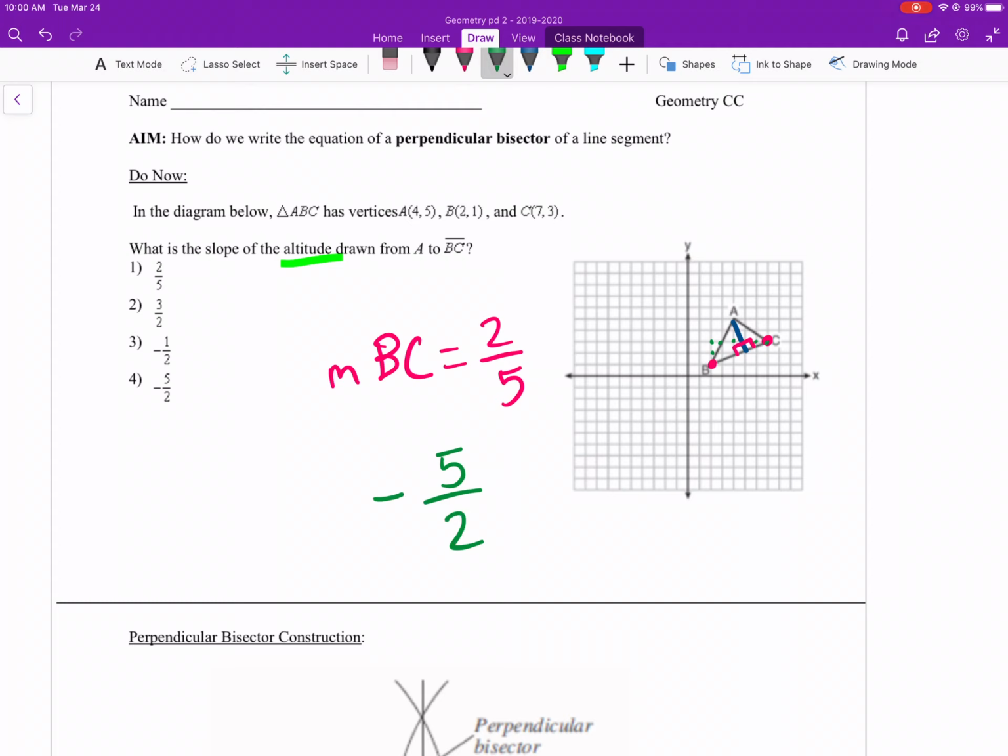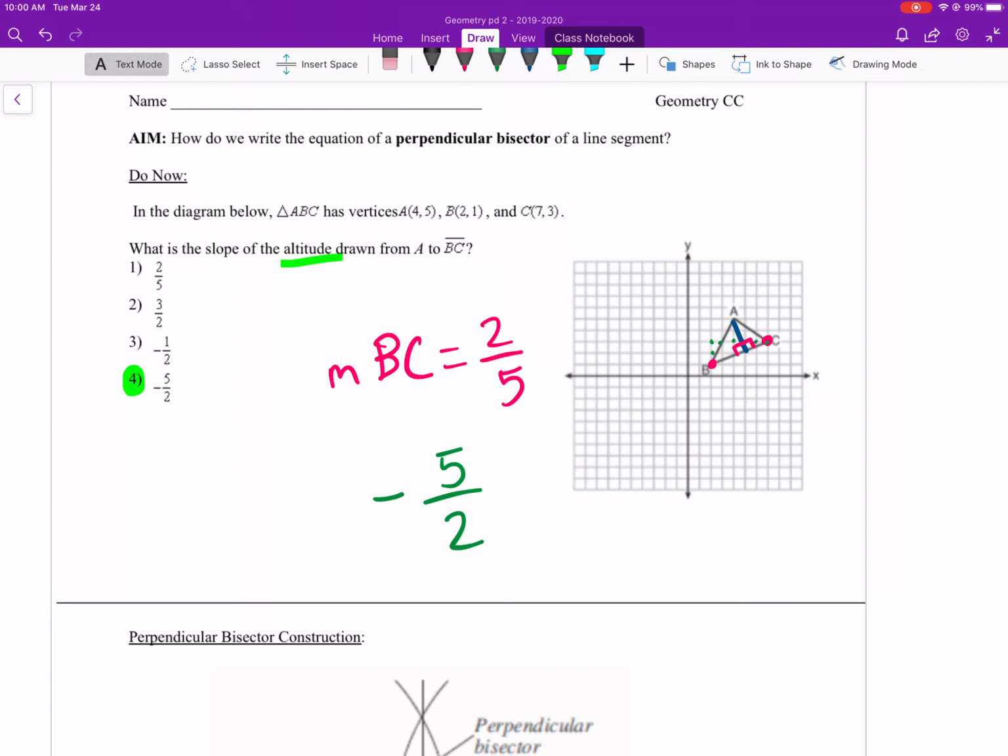If we were to take the slope, you can't very clearly see right now, it would be some sort of simplified version. If we were to count from A to BC, but just take that fraction, flip it, change the sign, we would get choice 4, negative 5 over 2.